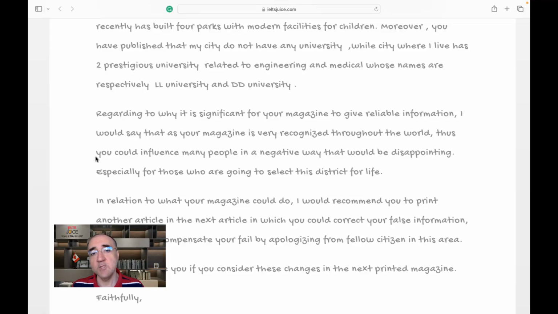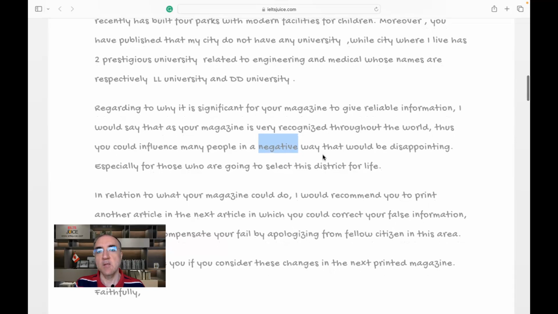I suggest that we just say you could reach many people, and they use you as their source of information or reliable information. And it's very important that you give honest, clear information to your audience, and avoid using these negative terms. That would be disappointing. So this is a totally different structure.